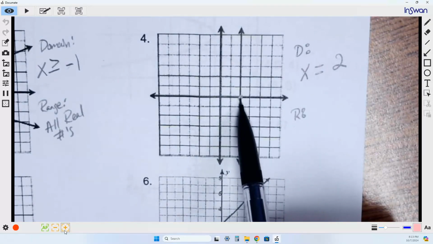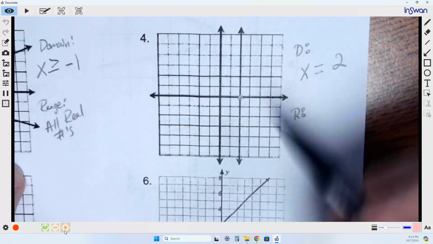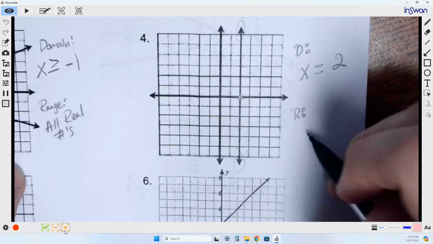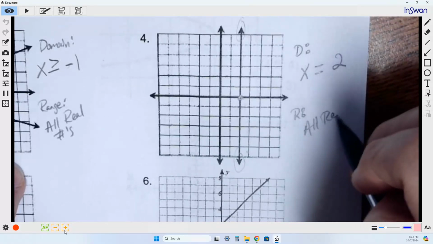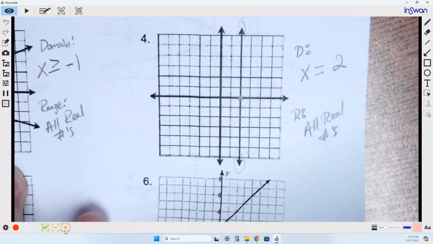Make sure you understand how to read this. X is going through 2. Okay, so x is going through 2. My range, I have an arrow that's going up forever and an arrow that's going down forever. So all real numbers. Okay, that's my answer there.